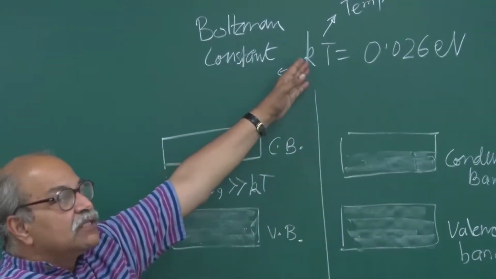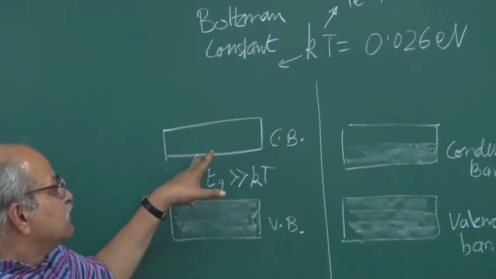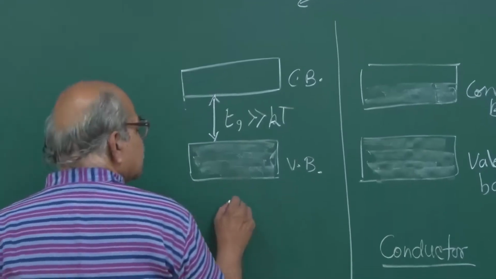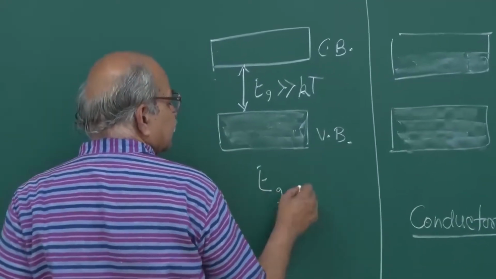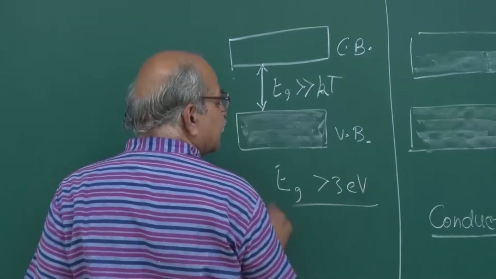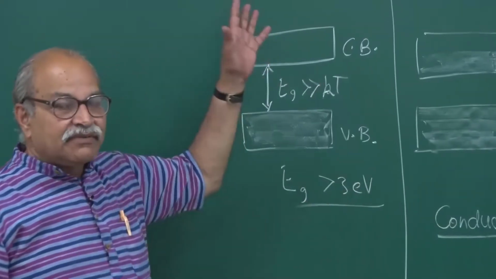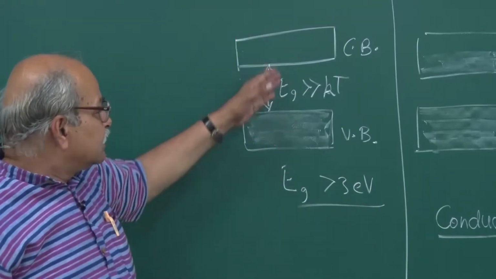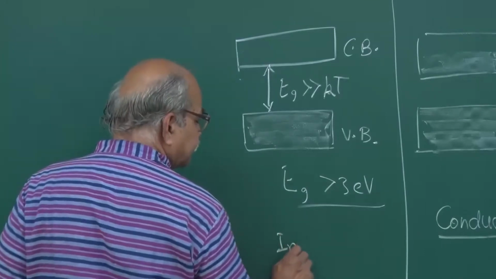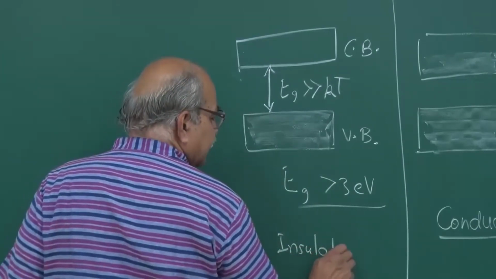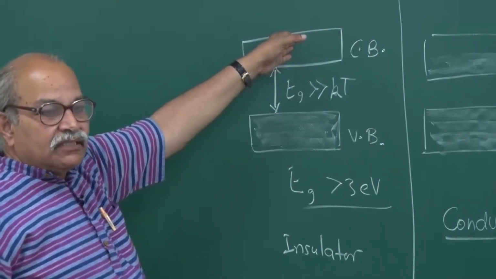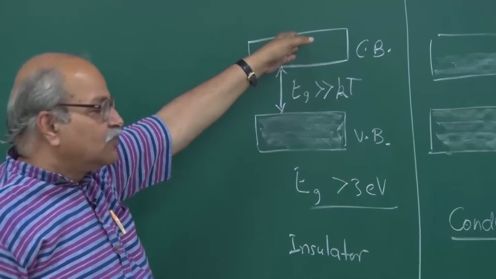So as compared to this, if this gap is very large, let's say Eg is greater than some 3 eV or so, you can take that as large: 3 eV, 4 eV, 5 eV and so on. This is one category, and this will be insulator. When I say completely filled, completely empty, remember this is for very low temperatures, close to 0 K.